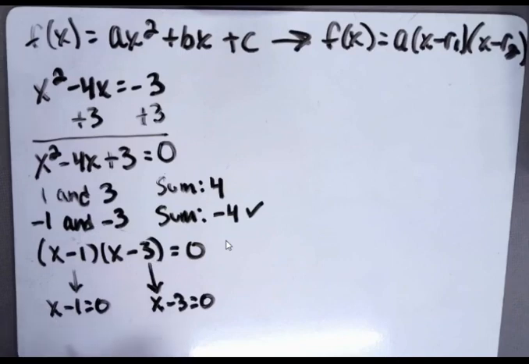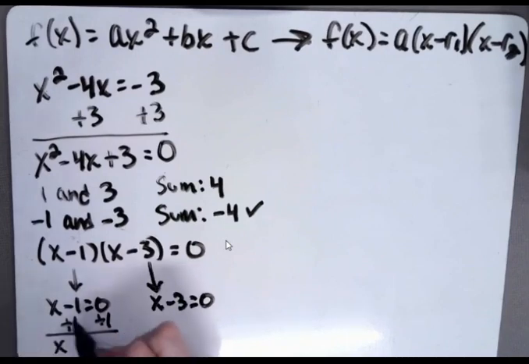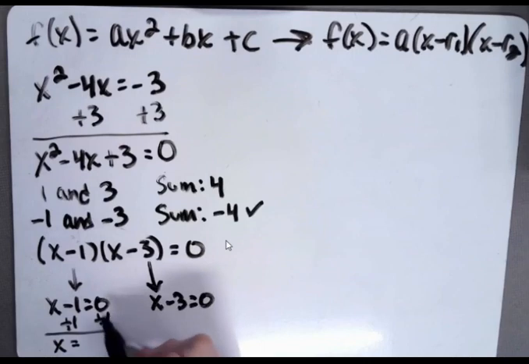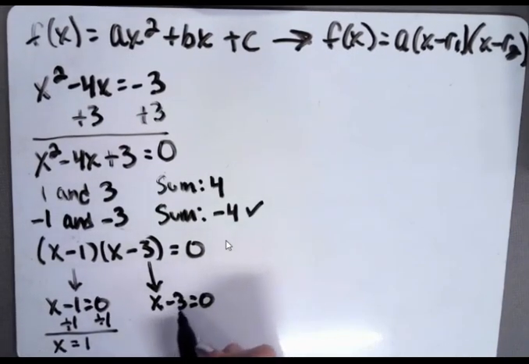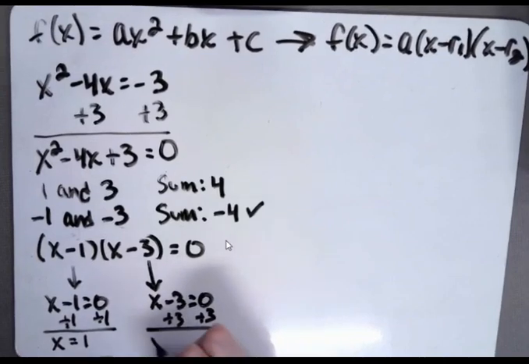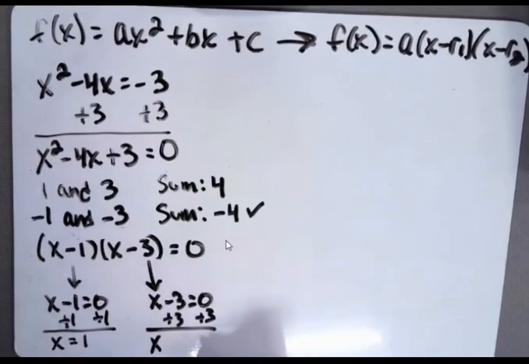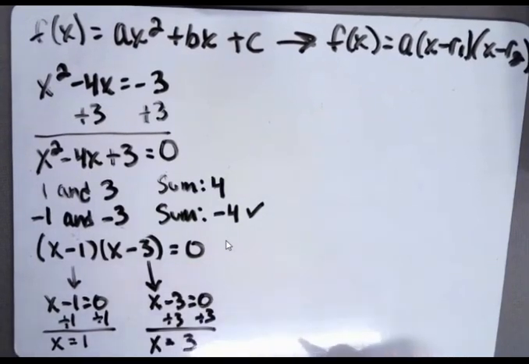Here, 1 is being subtracted from x. I can undo that and get the x alone if I add 1. So I'm still going to have an x. Negative 1 plus 1 is 0, so I don't need to write that. And on the right side, 0 plus 1 is 1. With this equation, 3 is being subtracted from x. I can undo that by adding 3 to both sides. I'm still going to have x. Negative 3 plus 3 is 0. I don't need to write it. And 0 plus 3 is 3.